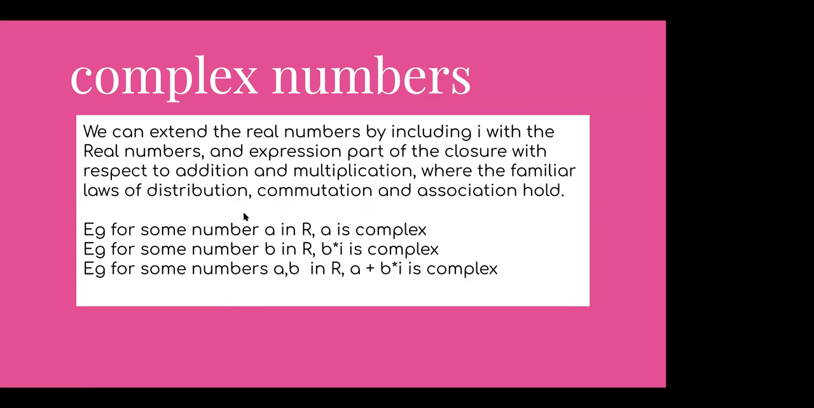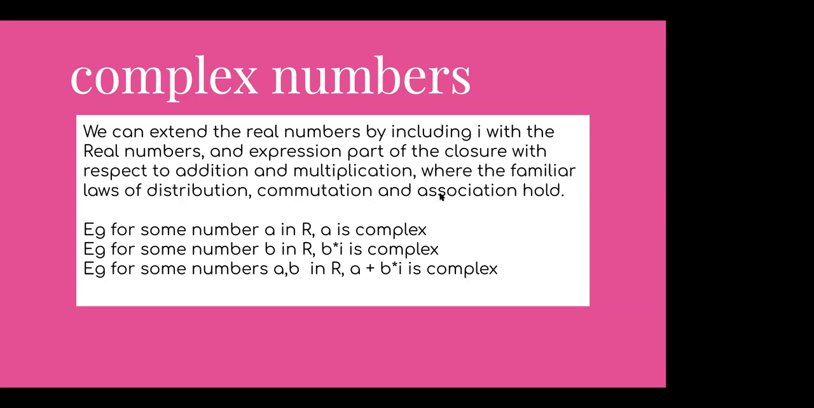So distribution is where if I have two numbers a plus b, then I times that sum by r, and that is ra plus rb. And then commutation is something like ab equals ba. So you swap them around, they commute. And then association is like a times, and then in brackets bc is the same as in brackets ab times c. I don't know if that made sense for my verbal description.